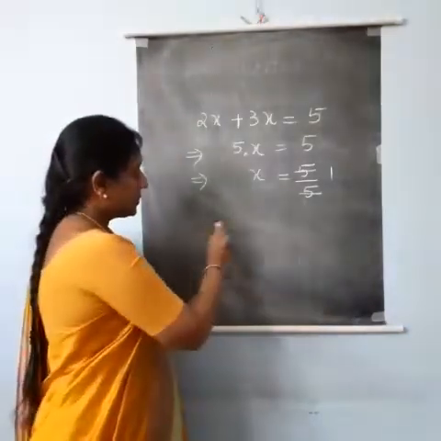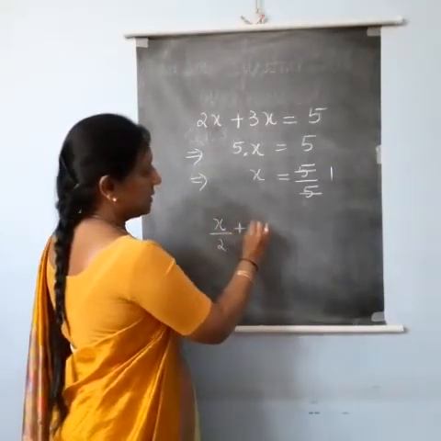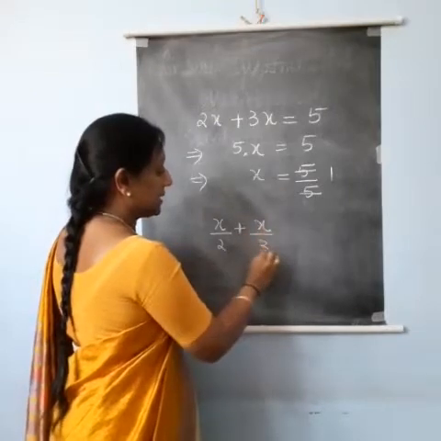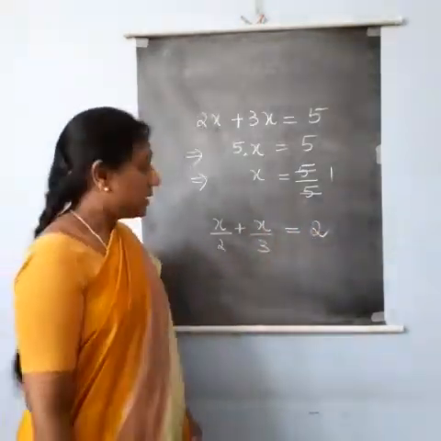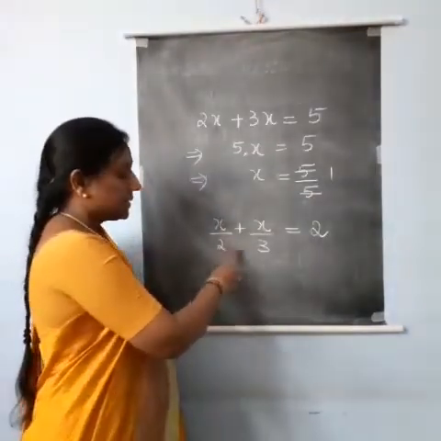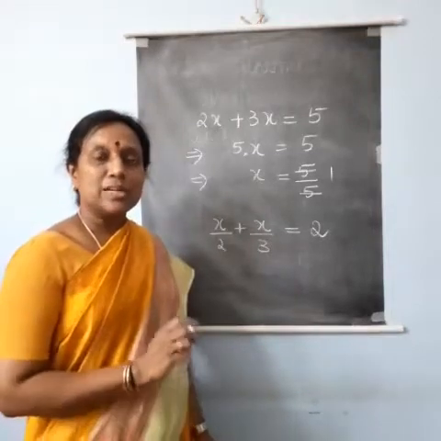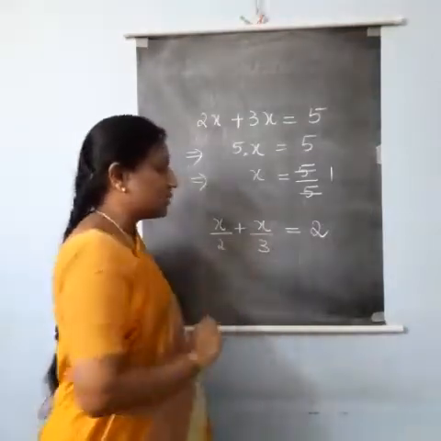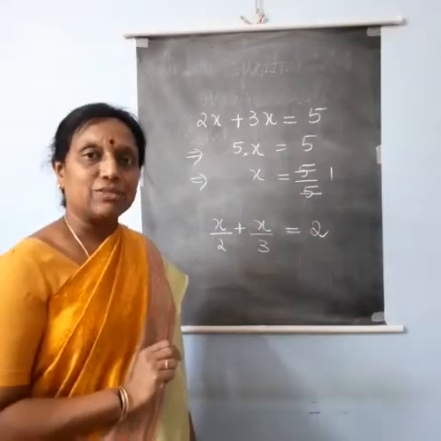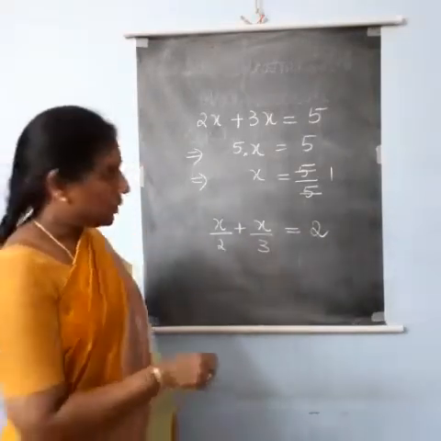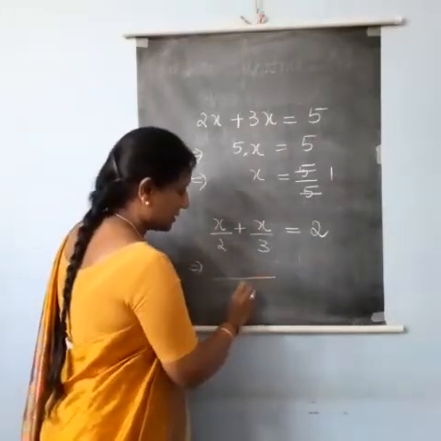Okay. Supposing I had x by 2 plus x by 3 is equal to 2. Okay. Now what happens is, there are fractions over this side. So when we have two values where the denominators are not the same, how will we add? We have to find the LCM. Now what's the LCM for 2 and 3? Yes, you will have 6.